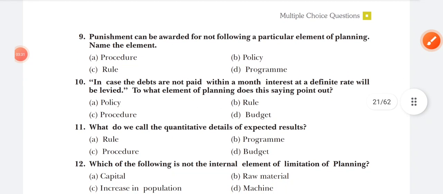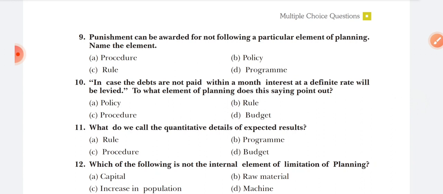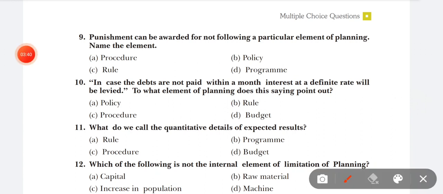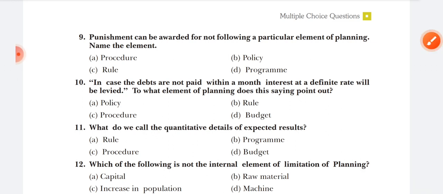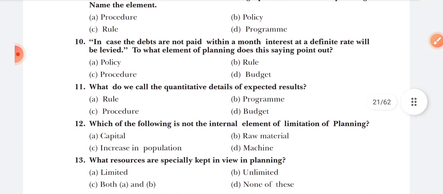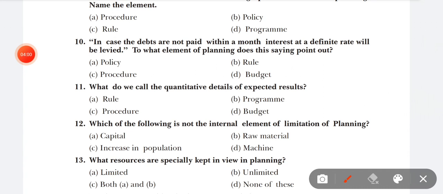Now question 12. Which of the following is not the internal element of limitations of planning? And the correct option of this question is option C, increase in population. Now question 13. What resources are especially kept in view in planning? And the correct option of this question is option A, limited.